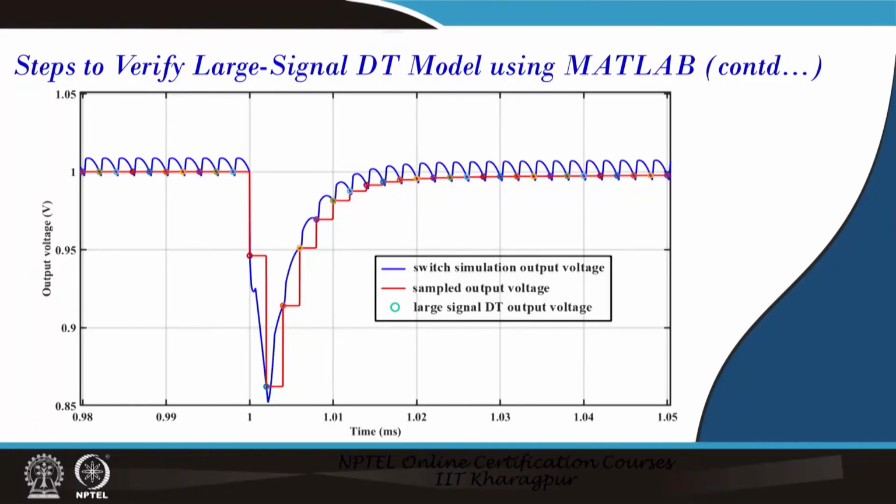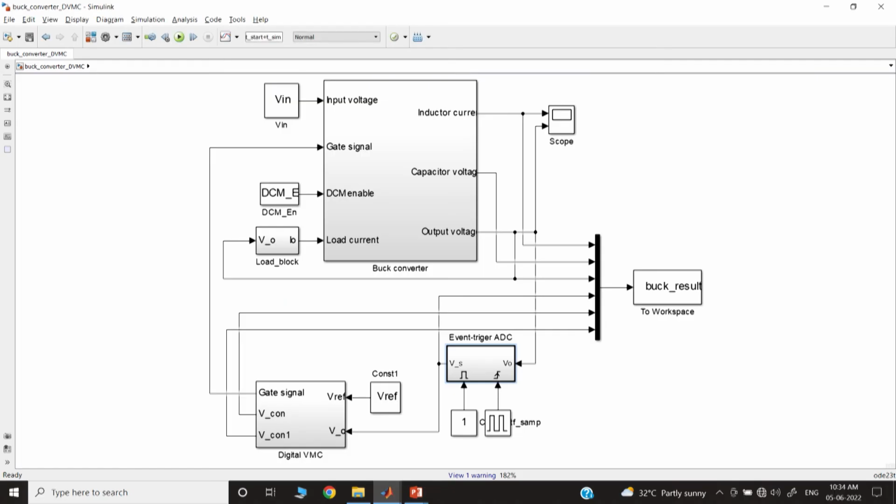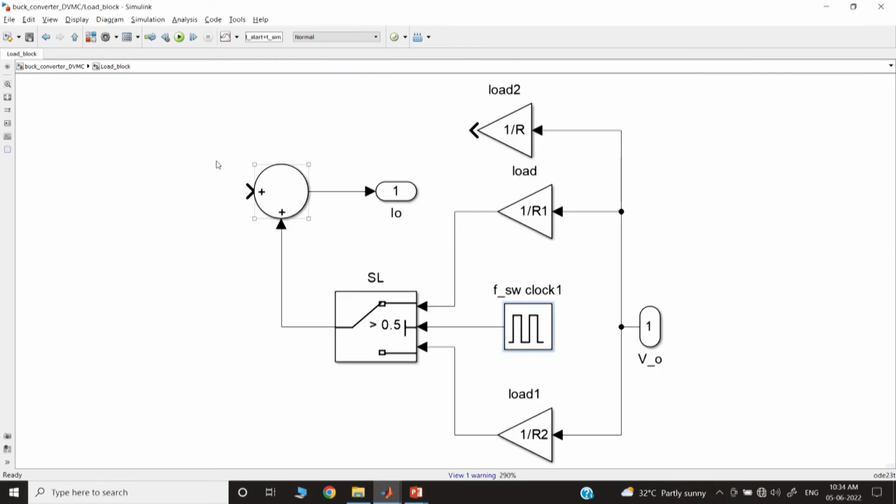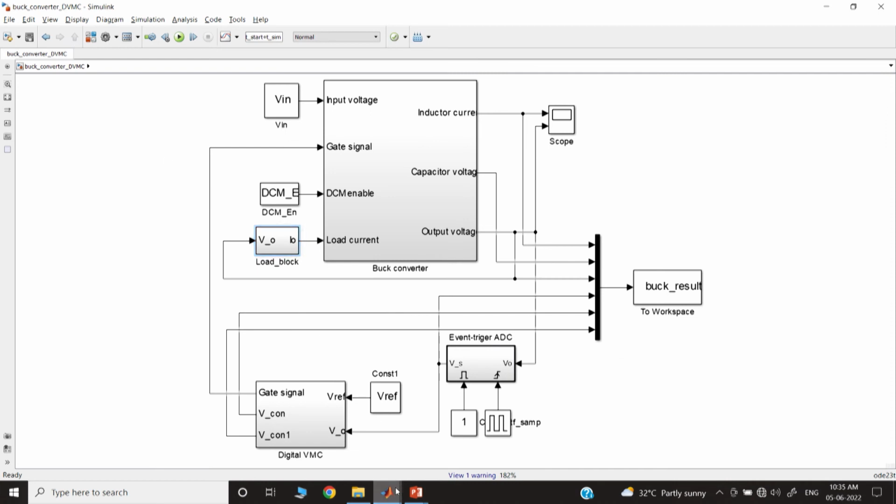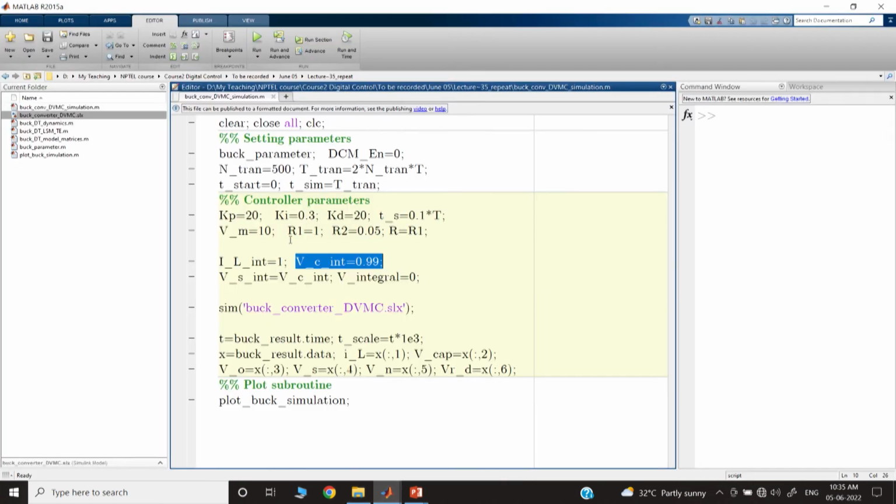So, here we want to first show the MATLAB case study. Let us go to the MATLAB model. So, again we have discussed the overall MATLAB model. This is a load block that we have discussed. Now, we want to first show that this is our switch simulation. That means, first we are loading the buck parameters. This sets the synchronous mode, synchronous configuration, running for 500 cycles. The total simulation time is 2 times 500 cycles into 2 into the time period T.